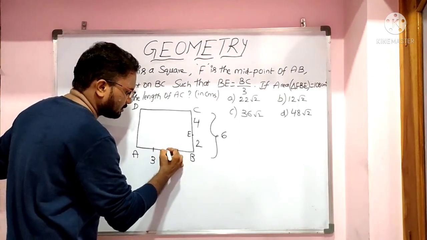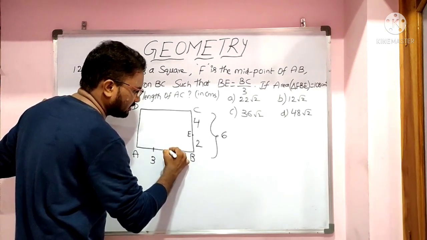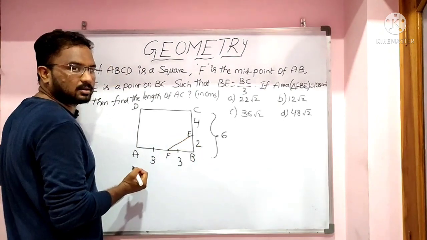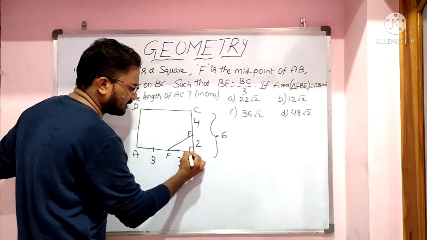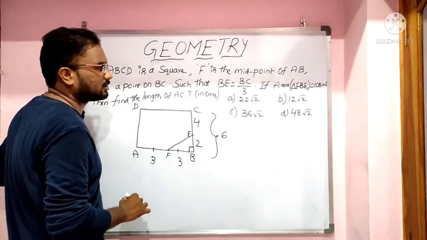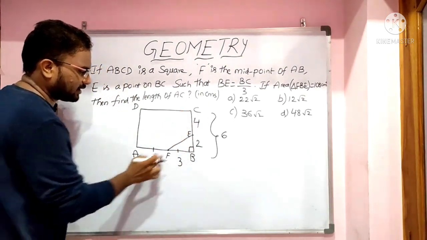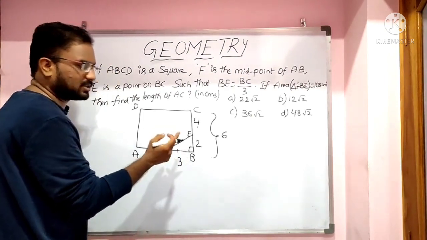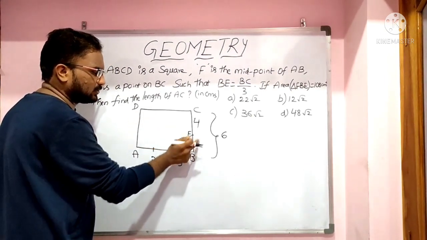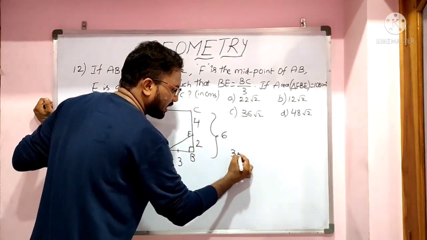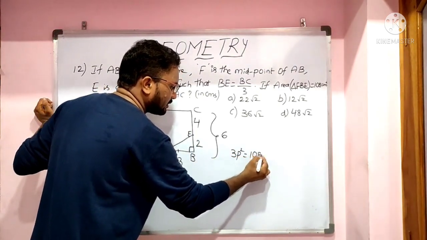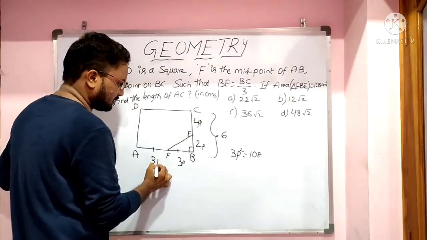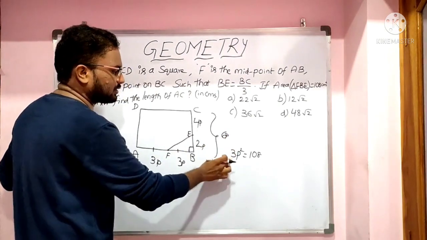If I join these two points, this is a right angle triangle, because in a square each angle is 90 degrees. Area of triangle equals half into base into height, so half into 3 into 2. This is 3 parts and this is 2 parts. This is 4 parts, this is 3 parts, totally 6 parts. So 3 parts square equals 108.